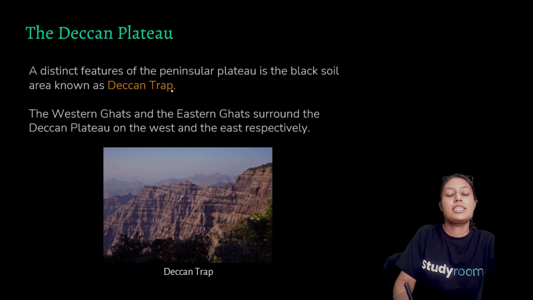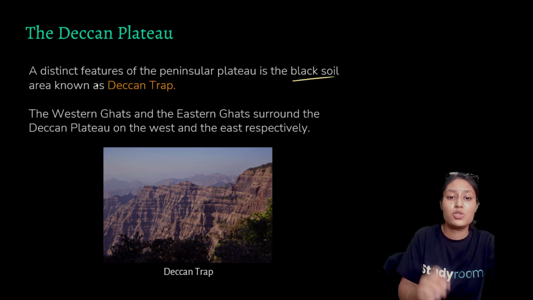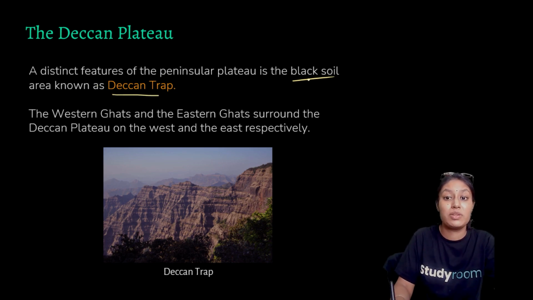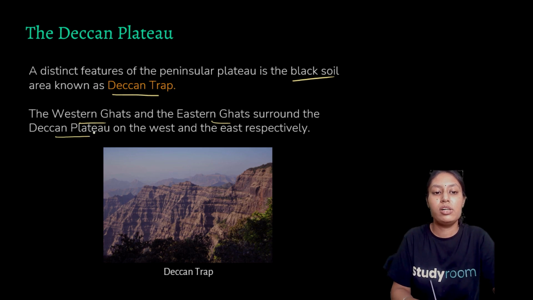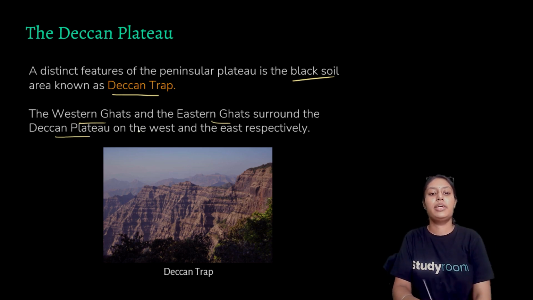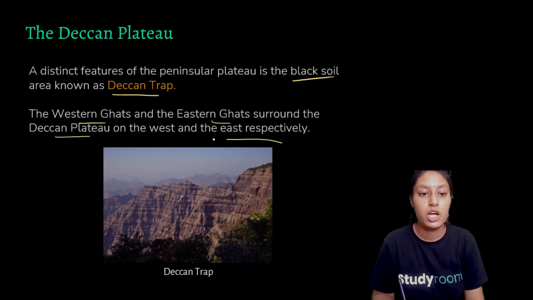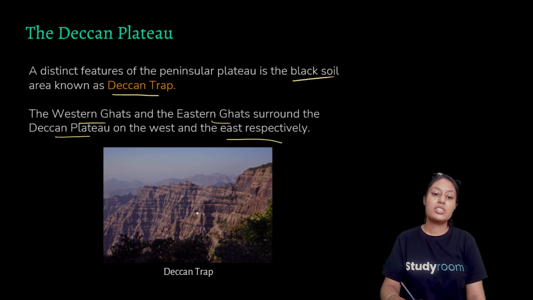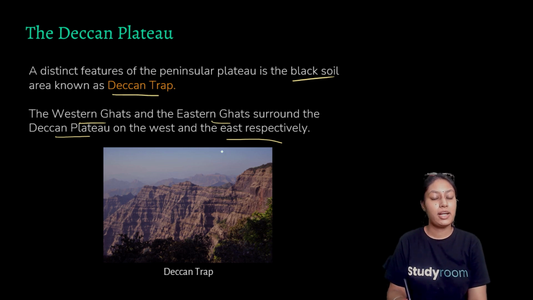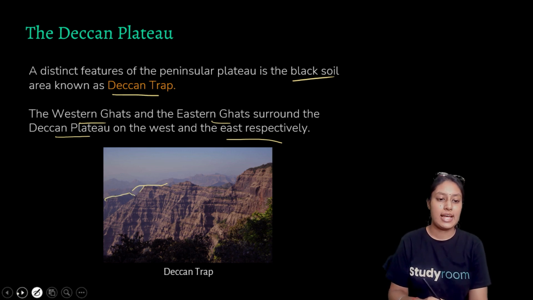Okay. Next, the distinct feature. Now, the next feature of the Peninsular Plateau is the black soil, which is very important. That's why the area is known as the Deccan Trap, because of the kind of soil it has. The Western and the Eastern Ghats surround the Deccan Plateau on the west and east, respectively. Okay, so we have Western Ghats and Eastern Ghats, which surround this particular plateau. So this is called Deccan Trap because of its black soil. As we can see, we do not get ice or glaciers here because of the kind of soil it has.